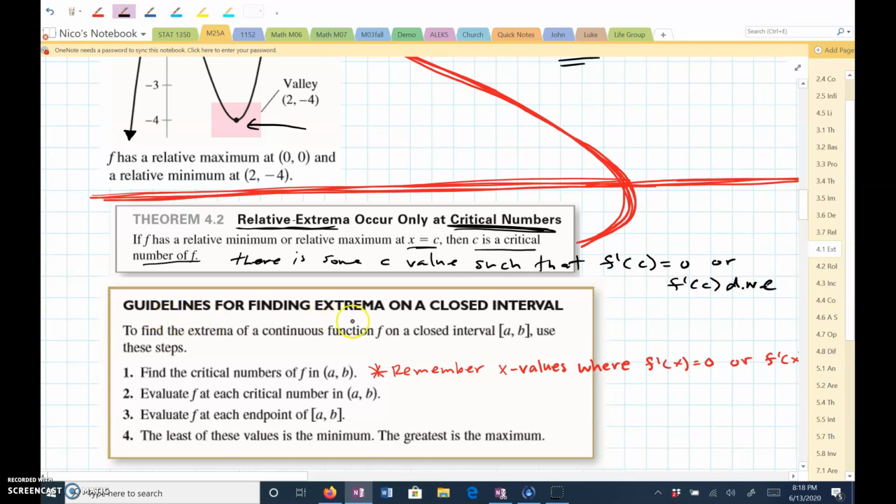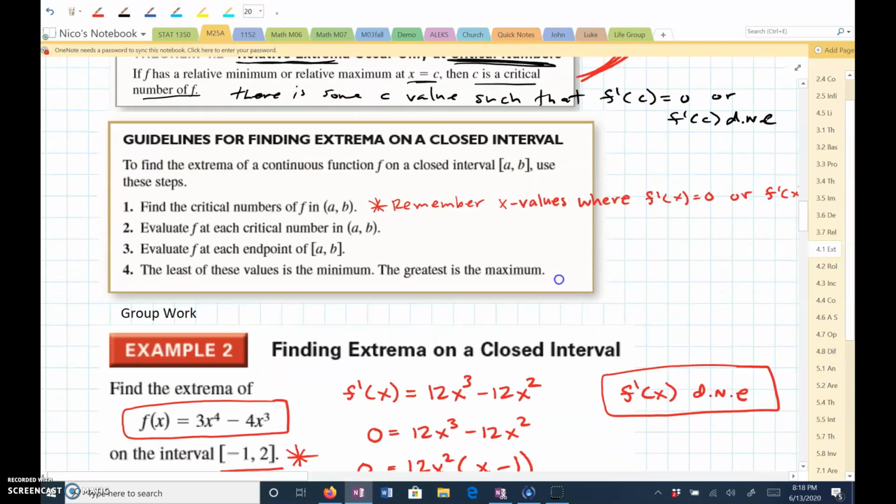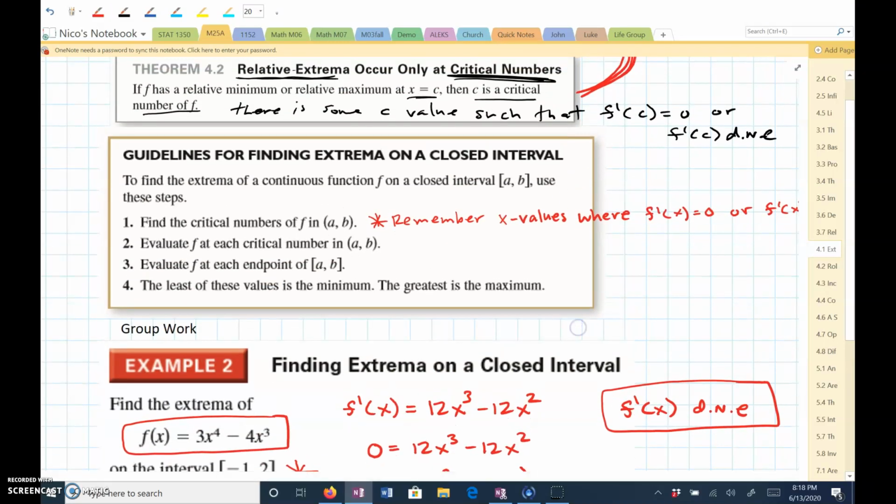Okay, guidelines for finding extrema on a closed interval. Alright, we'll go over this next because this is what we're going to do for the next problem.